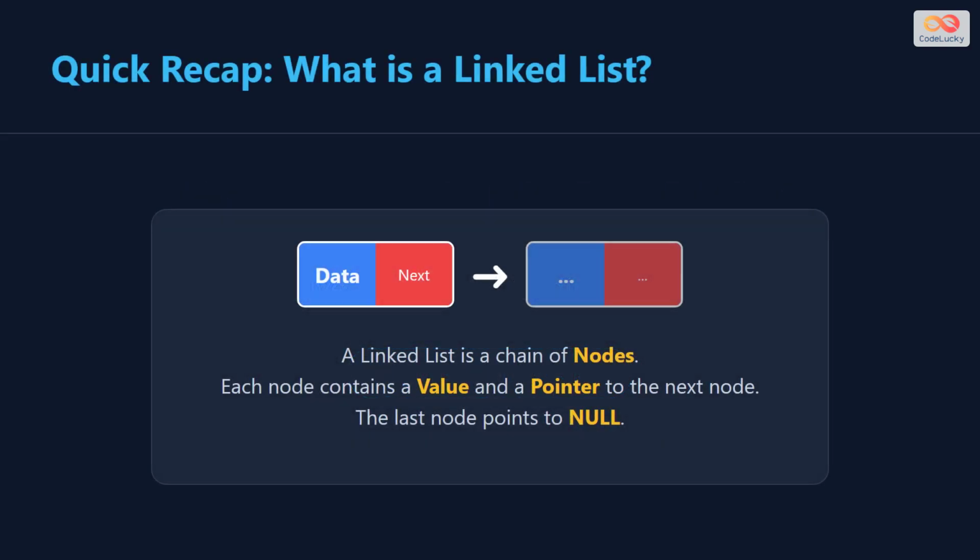First, let's quickly review what we are working with. A linked list is a sequence of nodes. Each node holds some data, like a number, and a pointer that tells us where the next node is. The chain ends when a node points to null.